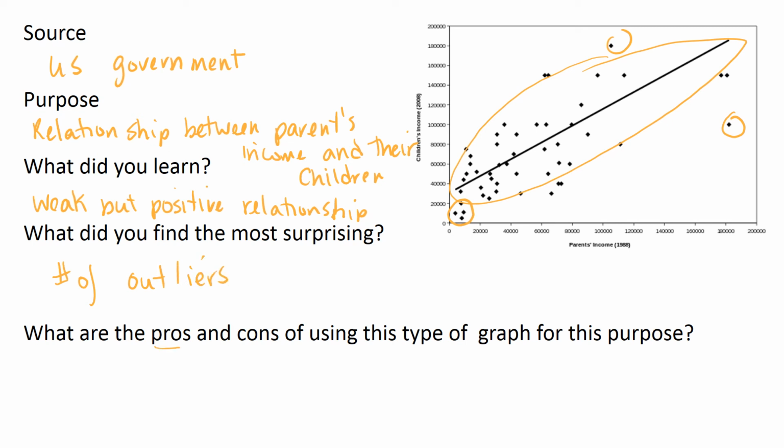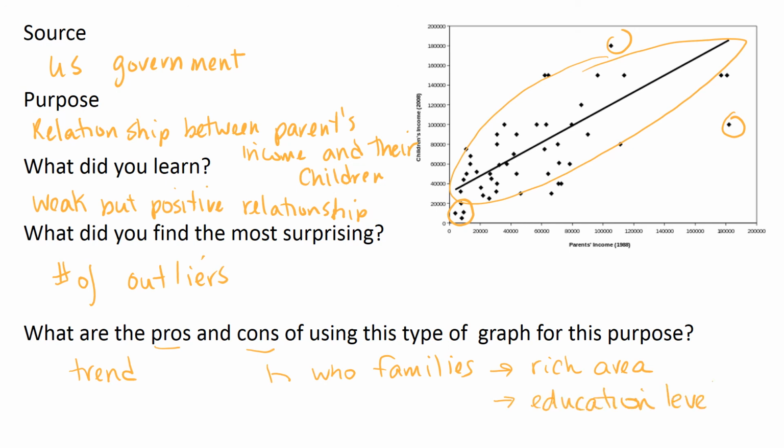So the pros is that you can see a trend. The cons is again the missing information. Who were the parents that were surveyed? Or who were the families? Were they rich, in an area of the states? Or were they all in one state? What about education level? Did that have an effect on the relationship? So again, the cons I would say is the missing information from the graph.